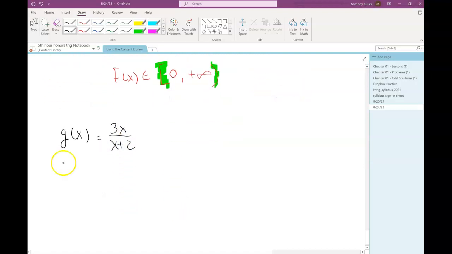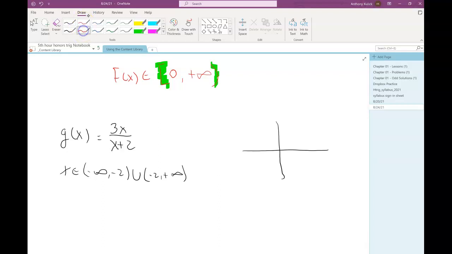Okay. Next one we had here. And what was our domain? That was negative infinity to negative 2 union negative 2 to positive infinity. All right. So again, what I want to do is determine where or when this function is increasing or decreasing.